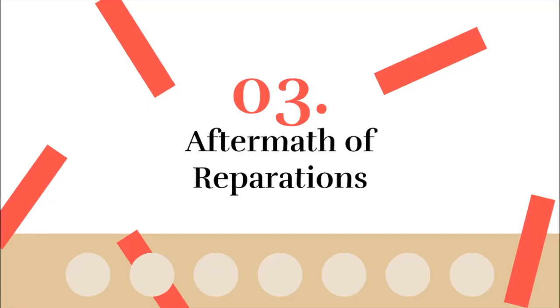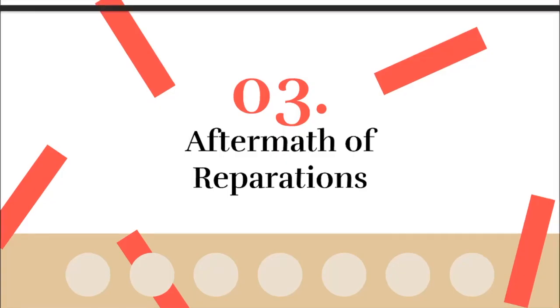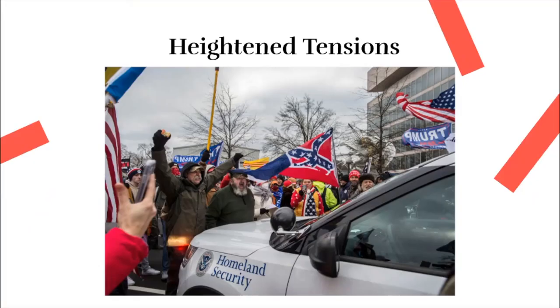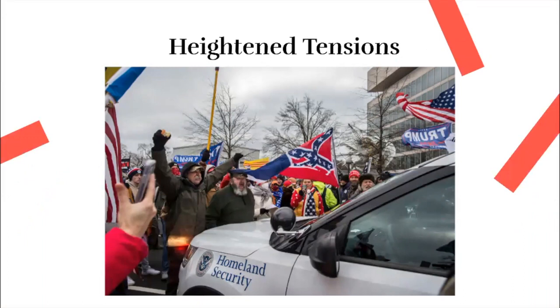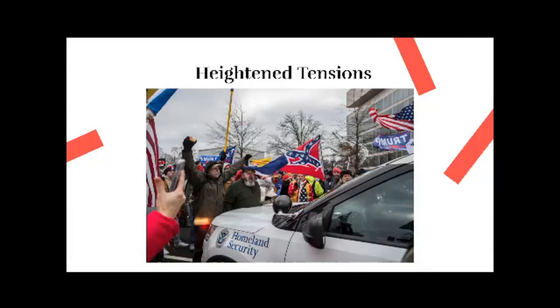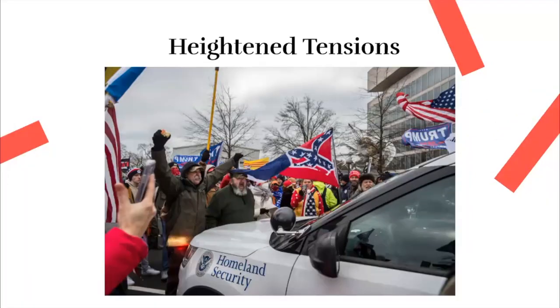So next up, we're going to discuss the aftermath of reparations. So what we have seen is that there's often a lot of tension surrounding racial policies in the United States. We have seen riots and oftentimes increased prejudice due to these racial policies, and we will use some of these examples to predict the reaction and aftermath of the reparations. Some of these examples include the Charlottesville Unite the Right rally, the Capitol insurrection, and the reactions to affirmative action.